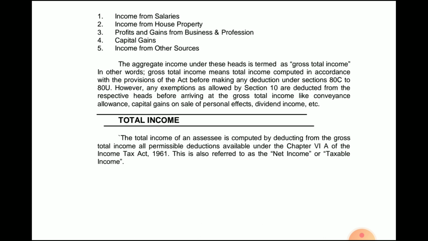Finally, the last term is total income. The total income of an assessee is computed by deducting from the gross total income all permissible deductions available under chapter 6A of the Income Tax Act 1961. This is also referred to as net income or taxable income. When you remove the deductions mentioned in chapter 6A from the GTI, the final amount left is called total income.